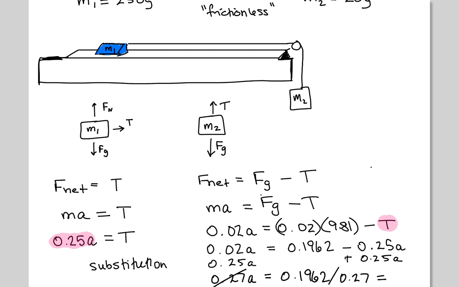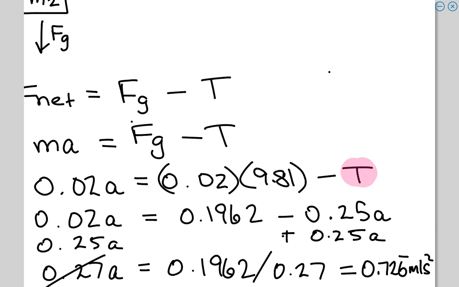And you should get your acceleration, which is 0.726 repeating meters per second squared. I apologize for running out of room down there. Do you want me to zoom in a bit? After I substituted in T, it's just some basic algebra. Okay, so we have the acceleration now.